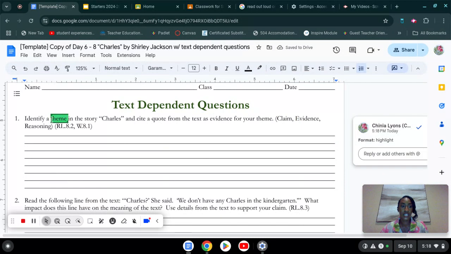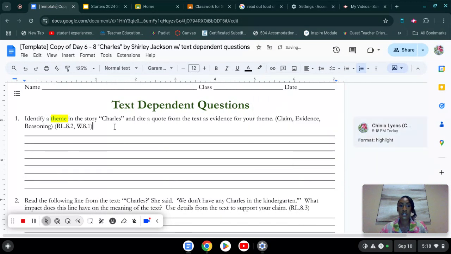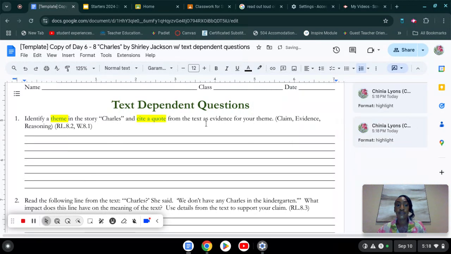Absolutely not. Okay, let's highlight that in yellow. It might be a little bit easier to see. Okay, there we go. So I'm highlighting the word theme, and it says in the story Charles. So that's the story that we're reading. It also tells you to cite a quote. That's the next instruction that the question is asking. So I'm going to go ahead and highlight cite a quote.